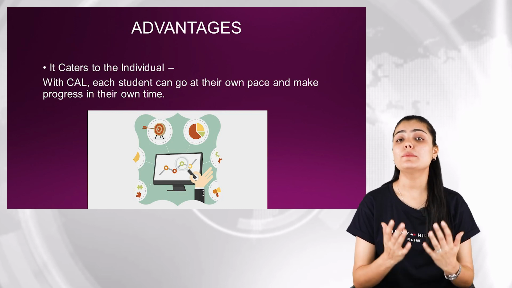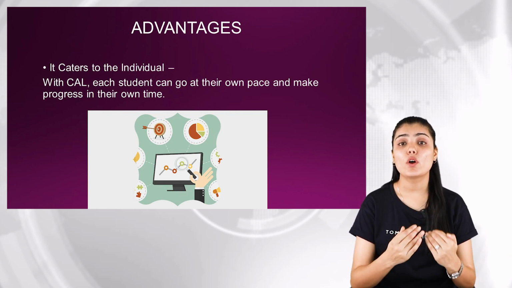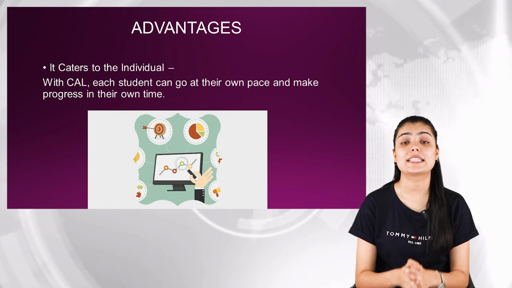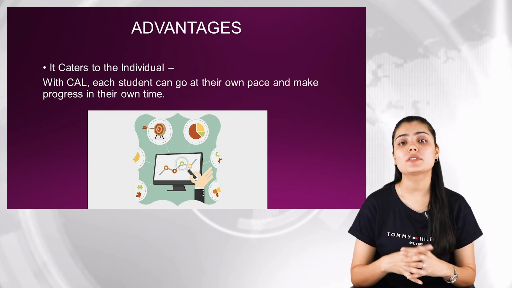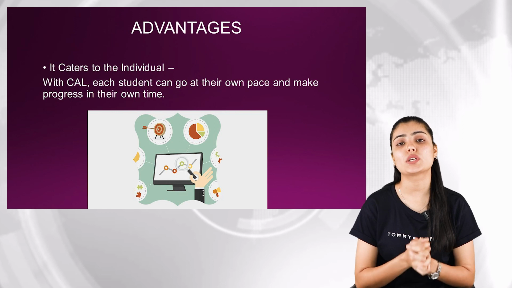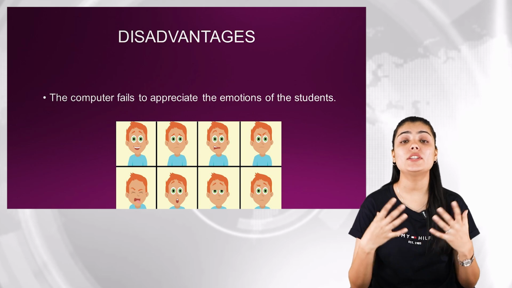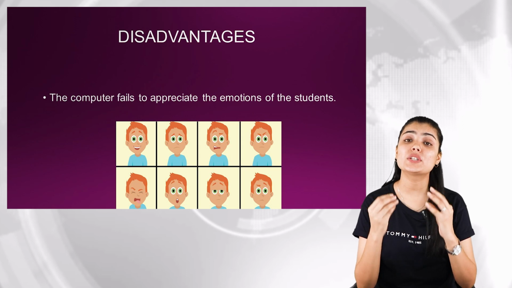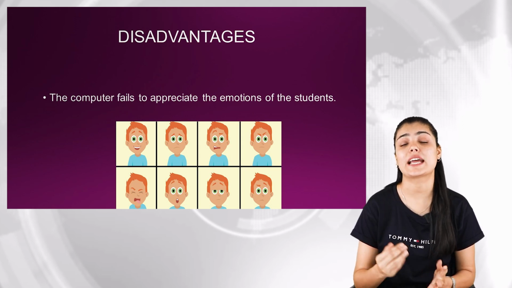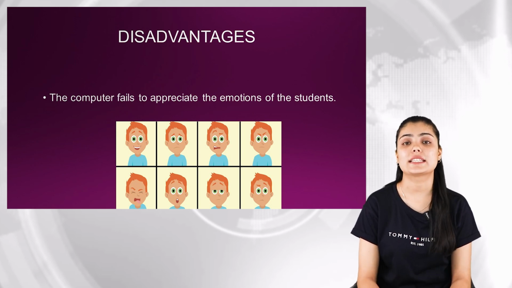But even though it seems like a flawless technique of teaching, there are various disadvantages of computer-assisted learning. Let us see what are those disadvantages. The first one is the computer fails to appreciate the emotions of the students. When in a conventional classroom, the teacher teaches the student, the teacher can actually see the emotions of the student, appreciate the emotion of the student, have an understanding with the students, whereas a computer cannot do that. That is the first disadvantage.